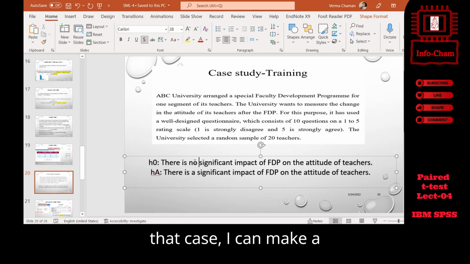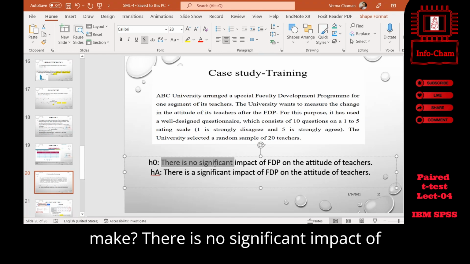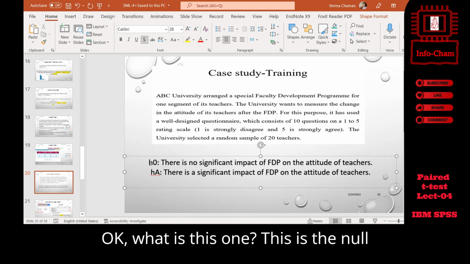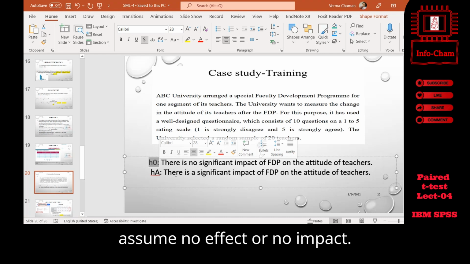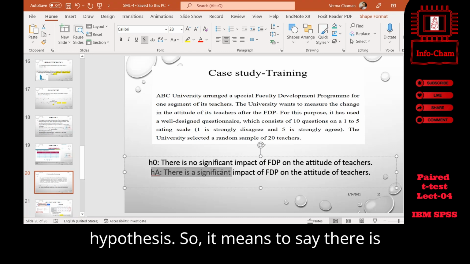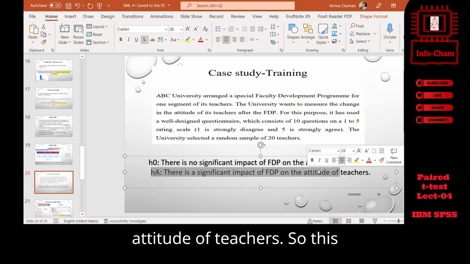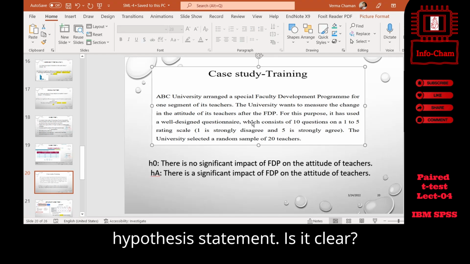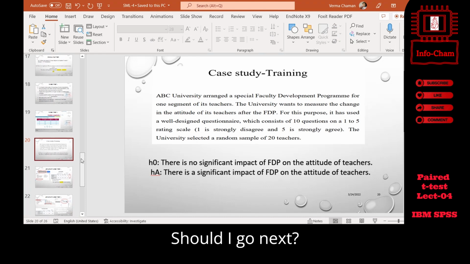In that case, I can make a hypothesis. What hypothesis can I make now? There is no significant impact of the FDP on the teachers' attitude. What is this? This is the null hypothesis. So we assume no effect or no impact. Oppositely, we have to make an alternative hypothesis, which means there is some impact or effect of the FDP on the attitude of teachers. So is this problem clear to you? We have to formalize the problem first using hypothesis statements. Is it clear? Should I go next?